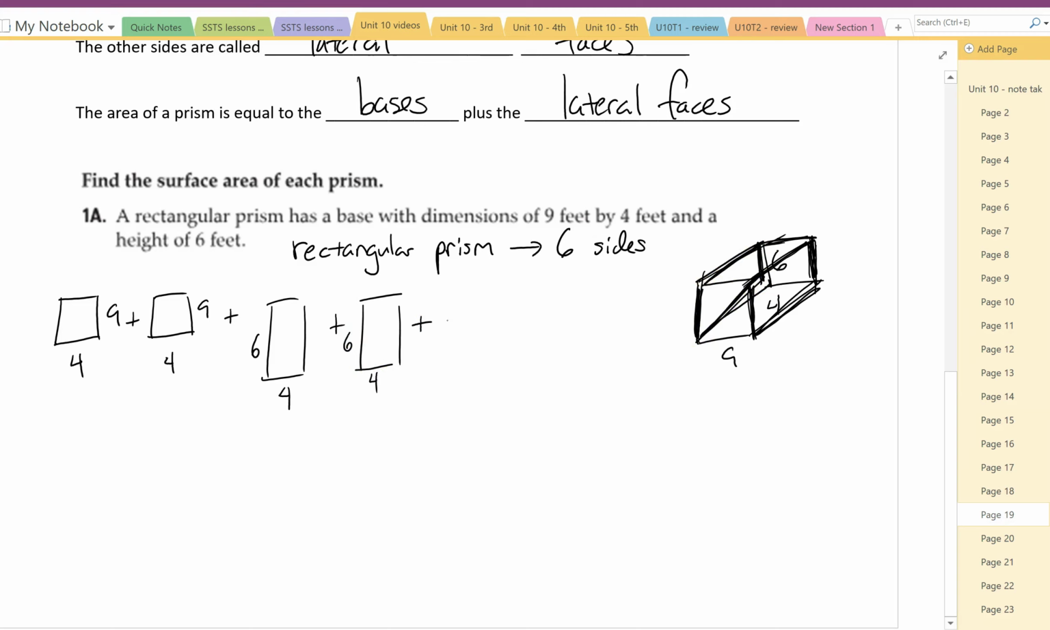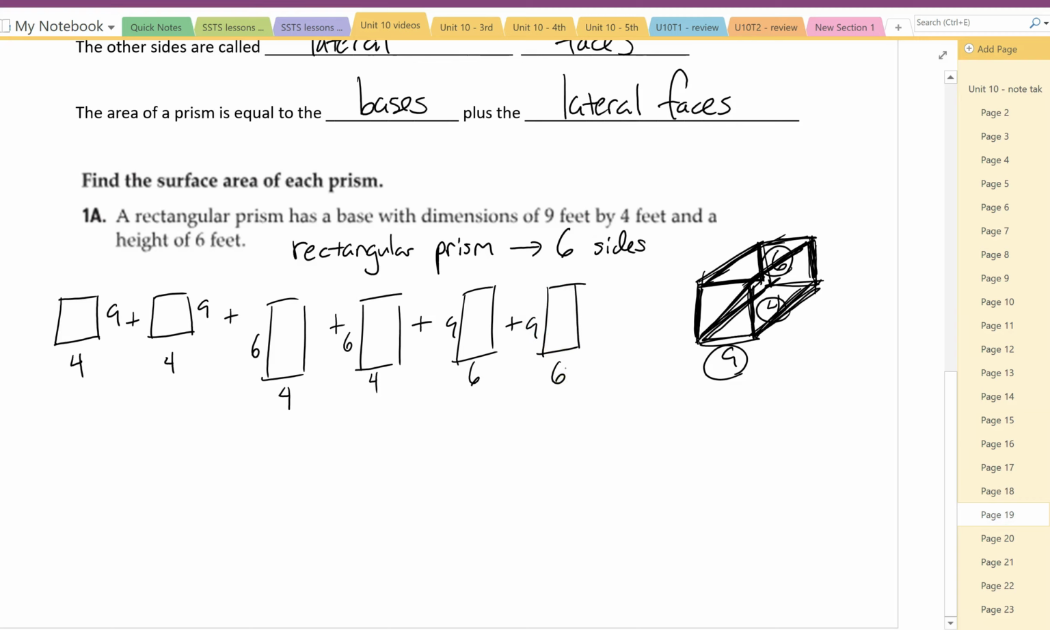What are the other 2 lateral faces? Well, it's going to be this one here on the bottom, which is going to be 9 by 6. And the one on the top, which is also going to be 9 by 6.